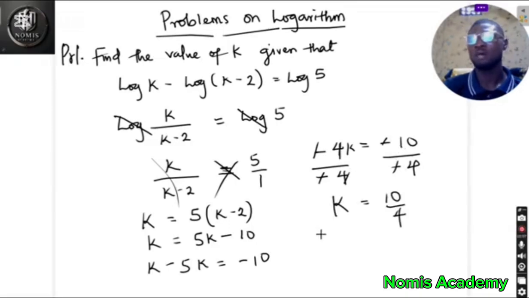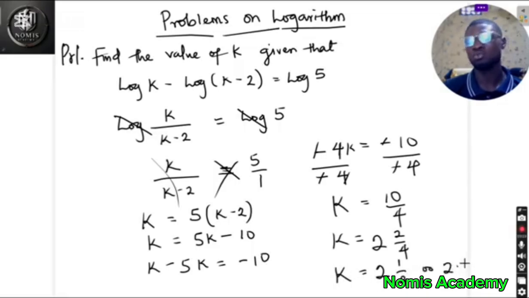This is an improper fraction, so we can make it a mixed fraction. 10 divided by 4 is 2 whole number, and we are left with 2 over 4. Yet we should reduce it to its lowest term, so it becomes 2 whole number 1 over 2. So the value of k is 2 and 1 over 2, or we can write 2.5. This is the value of k.